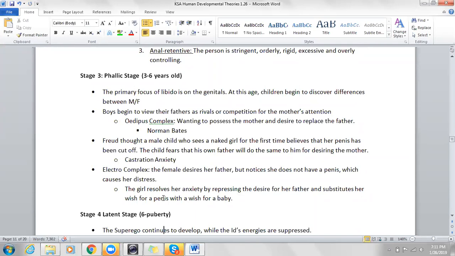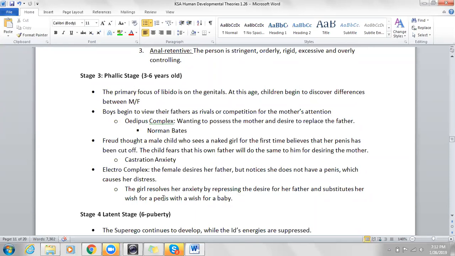So this is where boys begin to view their fathers as rivals in competition for their mother's attention, which is often referred to as the Oedipus complex, meaning they want to possess their mother and desire to replace their father. Think of Norman Bates, from a serial killer movie, where Norman got jealous of mom's boyfriend, kills mom's boyfriend, subsequently kills mom so that he can be around her, and actually transforms himself into her. But super fixated on his mom.